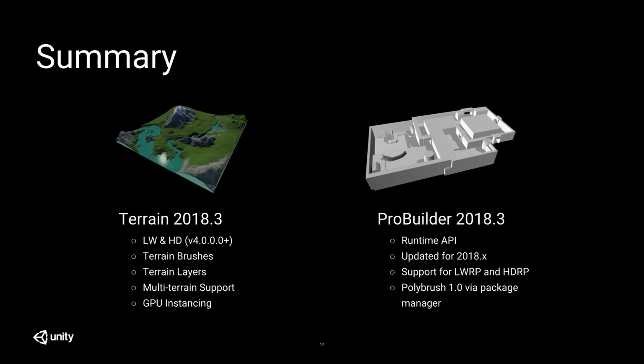And on the ProBuilder side, we have that runtime API. And one thing we're doing is that we're just trying to make sure that ProBuilder is working efficiently and effectively on all the 2018 versions, so 1, 2, and 3. And then we're adding support for HD and lightweight render pipeline so that all the samples as well as the materials and shaders, as you're creating them, just work out of the box. And as mentioned earlier, Polybrush is coming out in 1.0 and being released via the package manager.